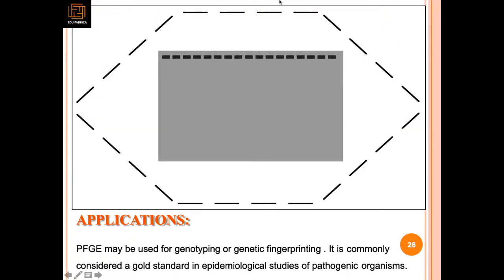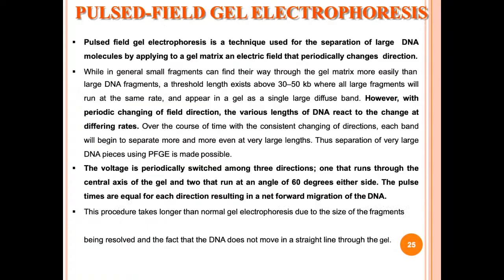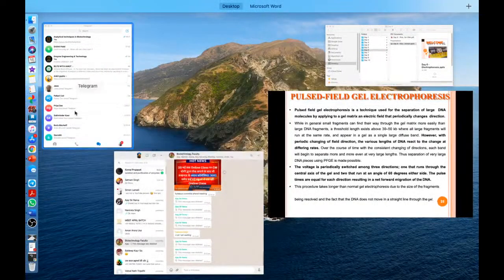So like this, as I discussed, you apply the field along the central axis, and also from this side and from that side. Because of that, the resolution of your DNA is possible even though the sizes are quite big. If you run them only in a straight way, 2 or 3 DNA molecules will come together, and you can't get good results. You might have false readouts. So in that case, pulse field gel electrophoresis plays quite an important role.